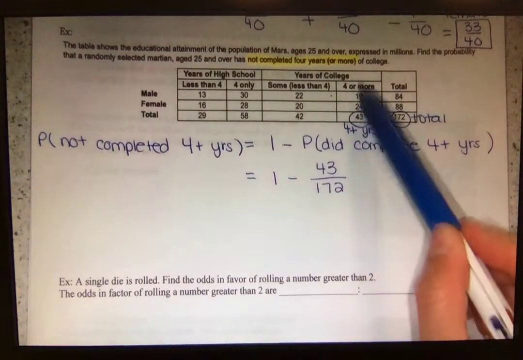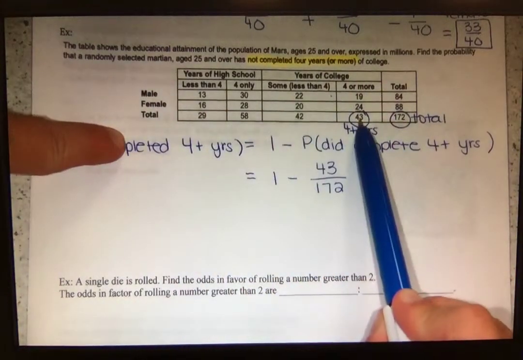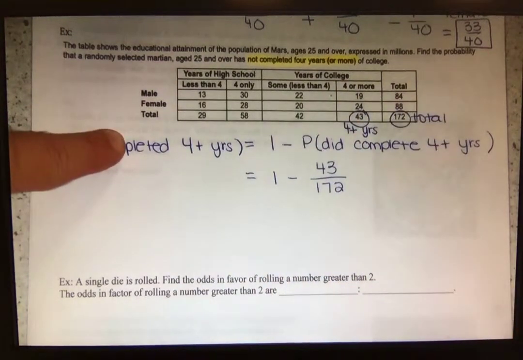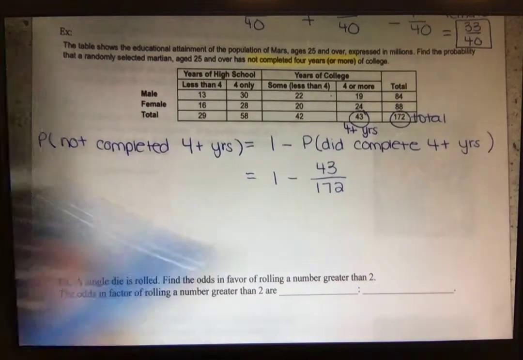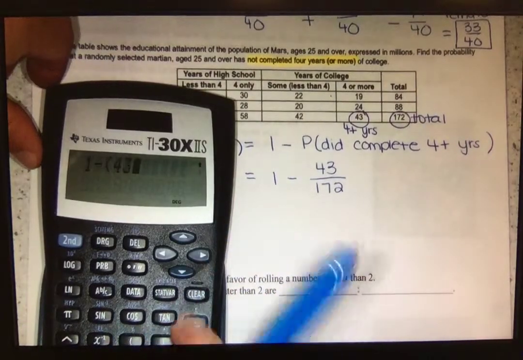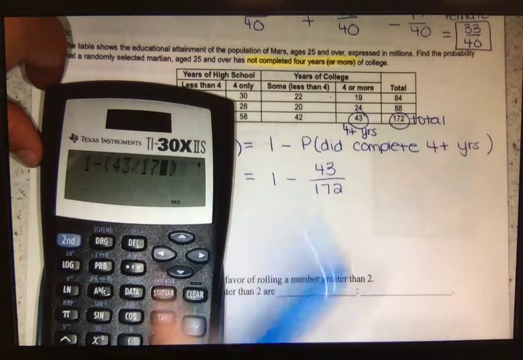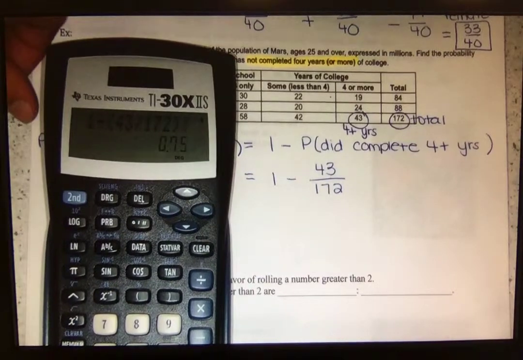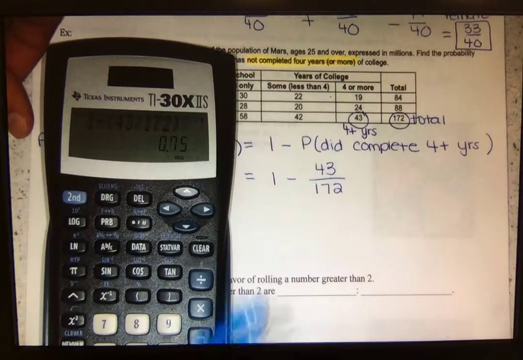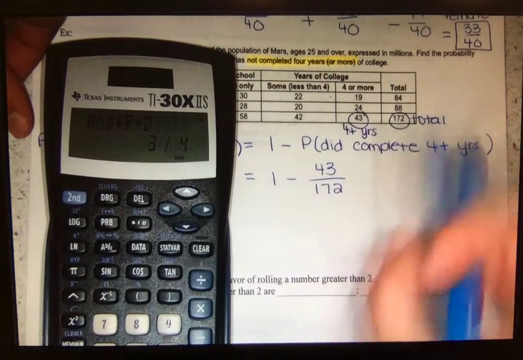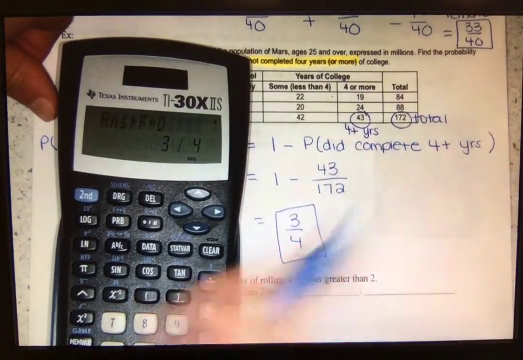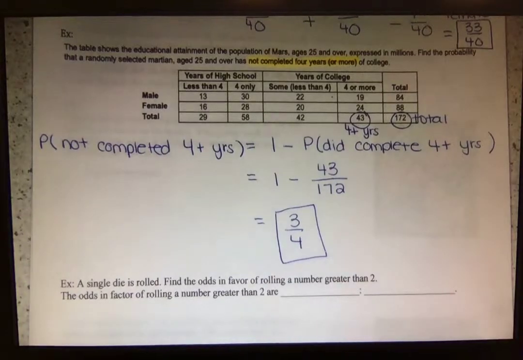So in our 4 or more year column, the bottom row is our total. So we have 43 total. Our complete total of the whole chart is 172. So in our calculators, 1 minus 43 over 172. We get 0.75. Changing that decimal into a fraction, we get 3/4 as our final answer.